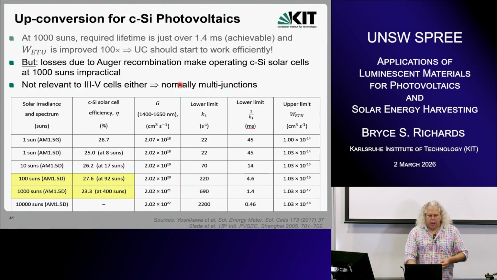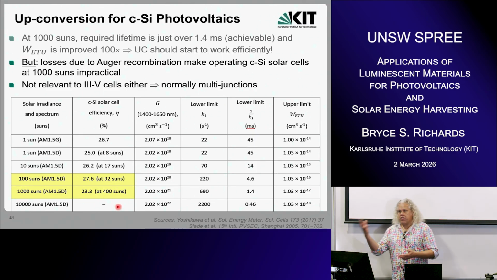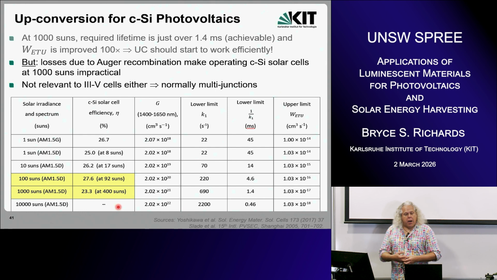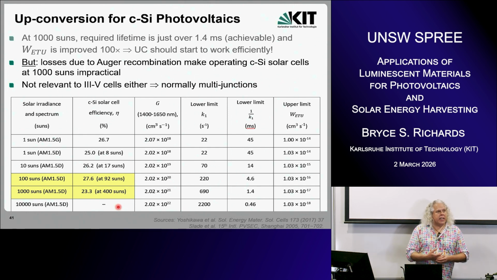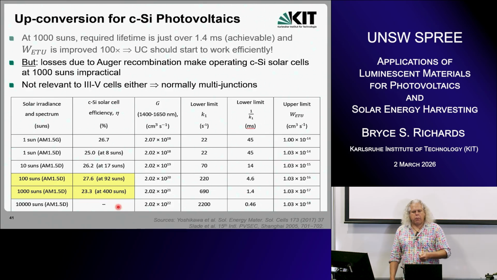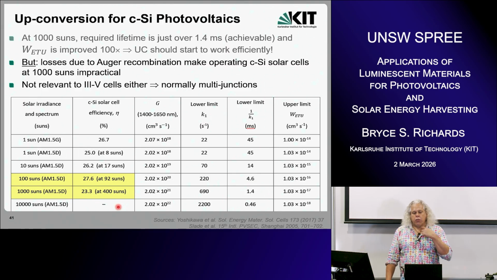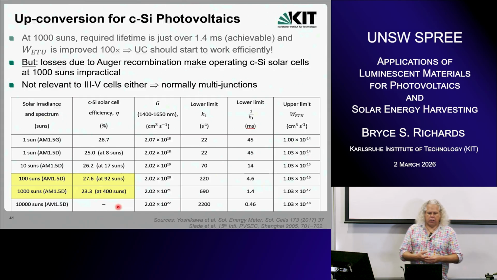Well, like I said, that was nearly 100 suns, but you really want to go to something more like 1,000 suns, where we'd have 10 times more photons, and our nonlinear process would work even better. But as you may be aware, silicon is not the choice of material for concentrating photovoltaics. Above about 100 suns, somewhere up to maybe 200 suns, Auger recombination really kicks in, and it makes these kinds of solar cells impractical for use.